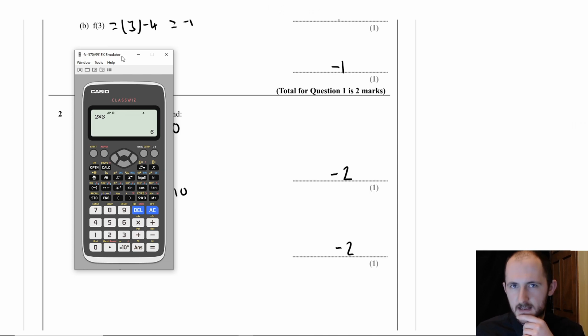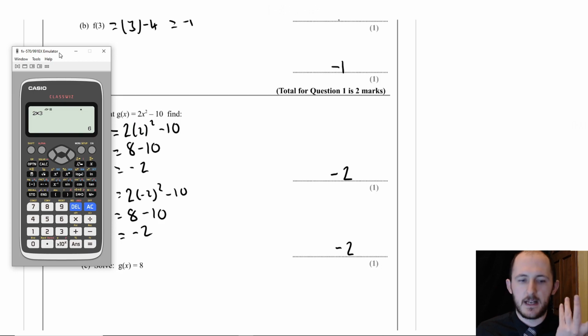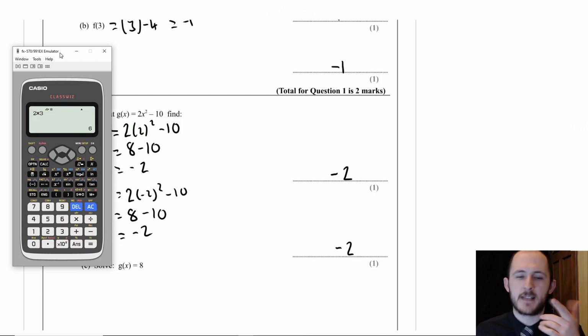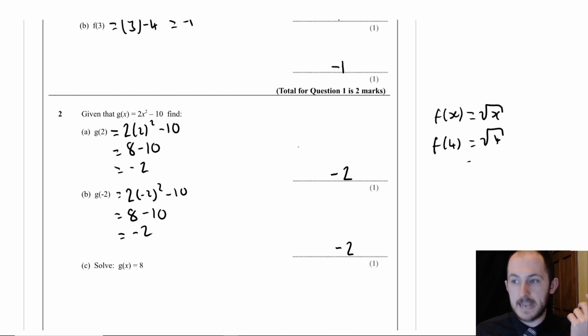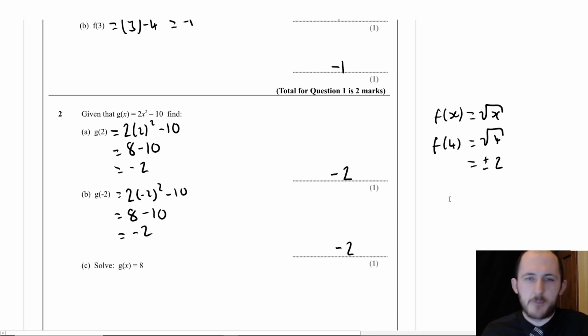For GCSE, you should technically know that there's only one input for one output. But I see what you mean by what you're saying, right? Technically speaking, square root. So if my function was the square root of x, then f of, let's say, 4, which is square root 4, is, you're right, plus or minus 2. So this is part of the spec that I really dislike because of this reason.